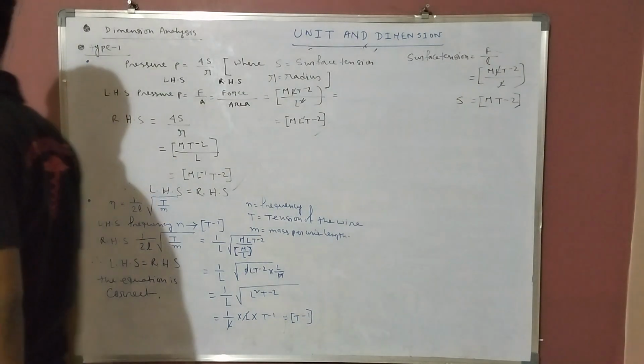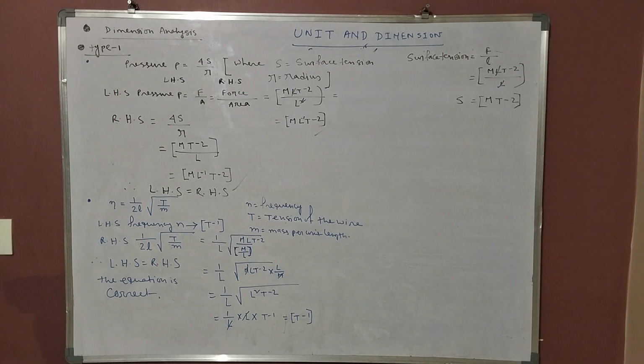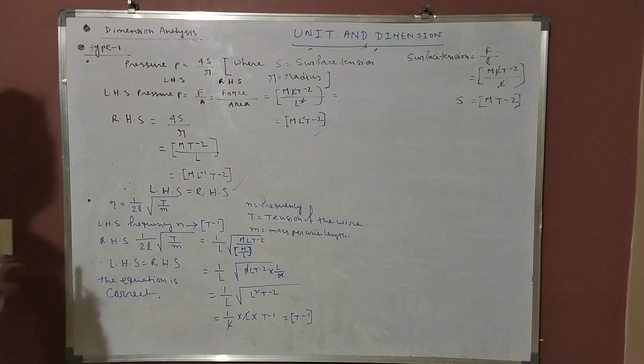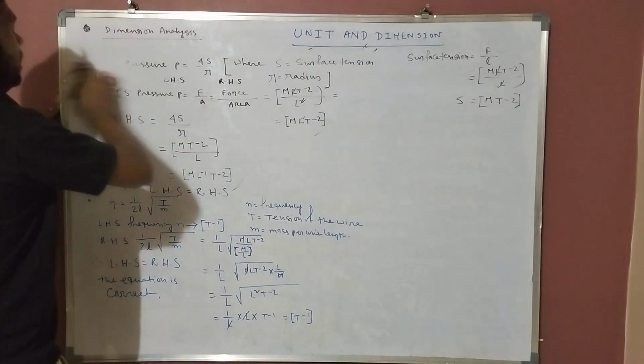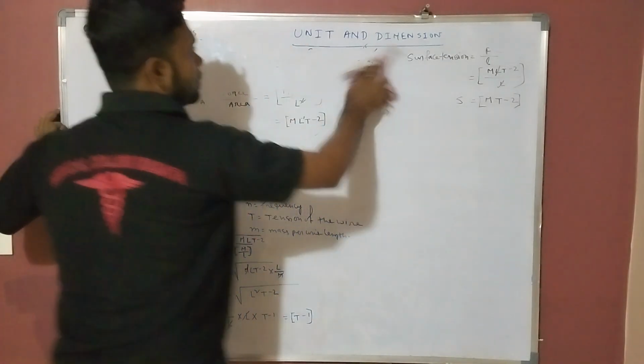Understood or not? This is type 1. Now I will show type 2.